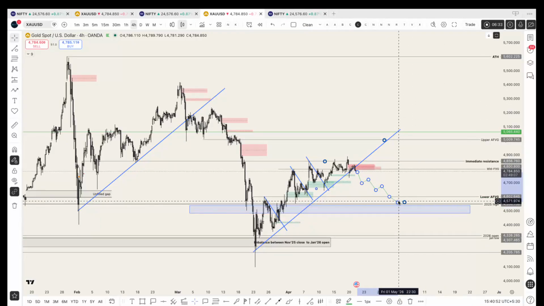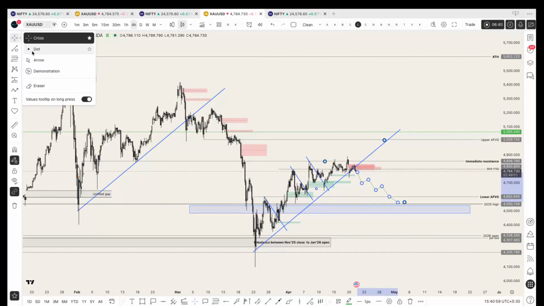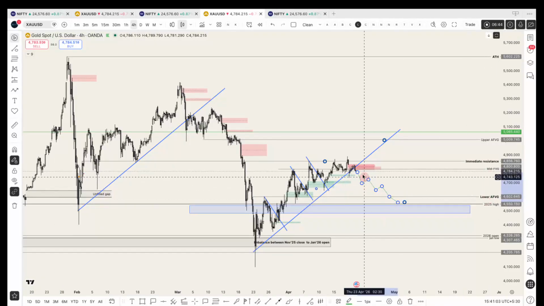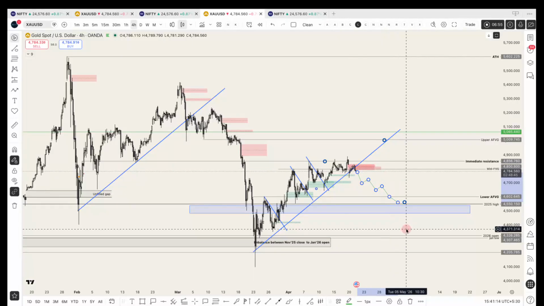with the target of 2025 high, that is 4550. I'll show the demonstration one. See, this level and this level. So these are the levels which I am expecting the gold prices to be fallen, as the lower side, the downside targets of gold.